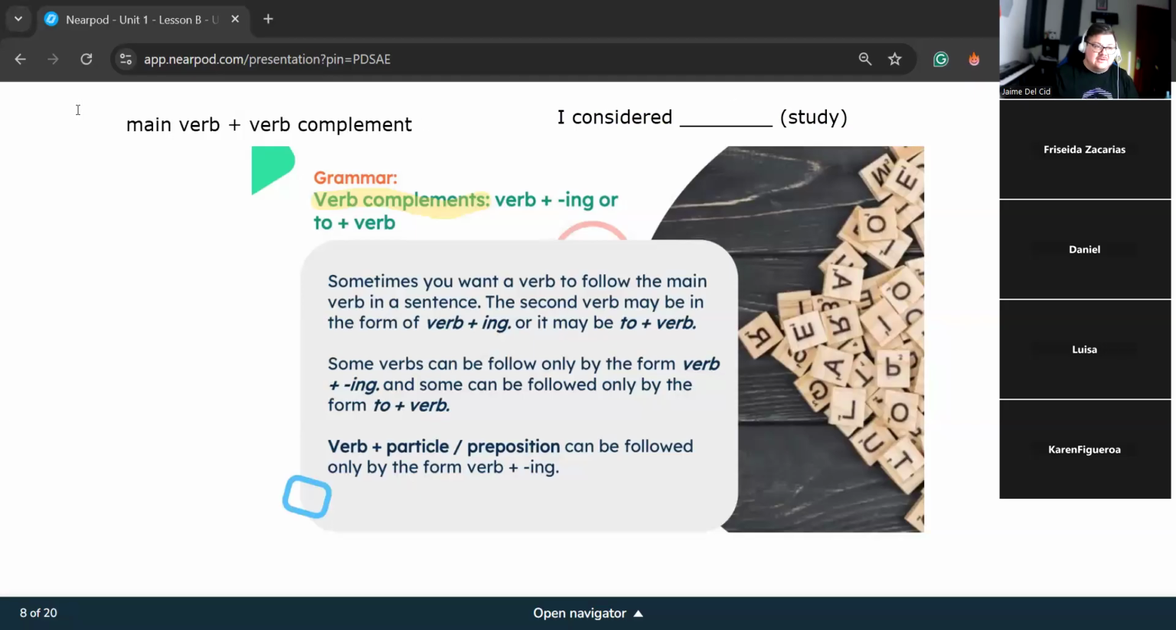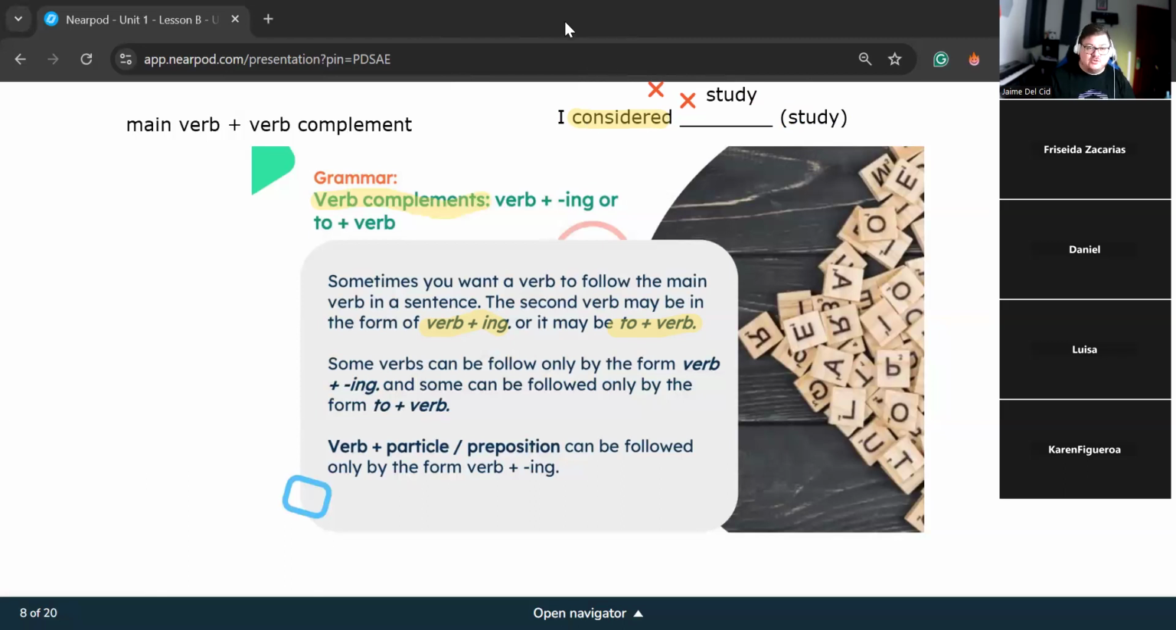We have the verb, which we call the main verb. In this case, that is the word considered. And then we have a verb complement. Now, something that we must do when we connect verbs is either do the verb ing or to plus the infinitive of the verb. Okay? We must do one or the other. If I say I considered study and don't do anything else, this is wrong. Very, very wrong. We do not connect verbs by just putting one verb after the other.